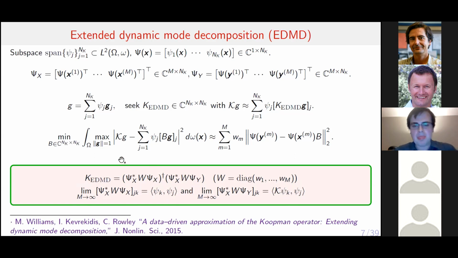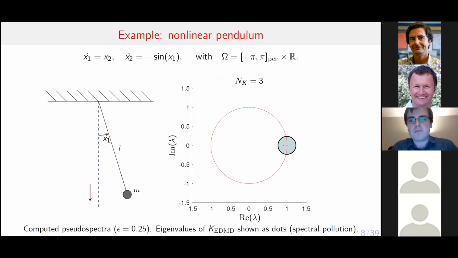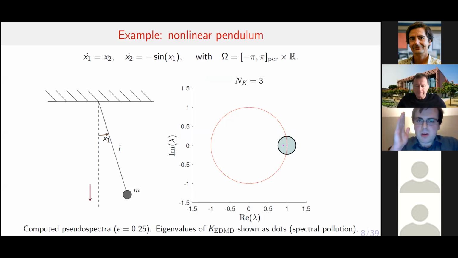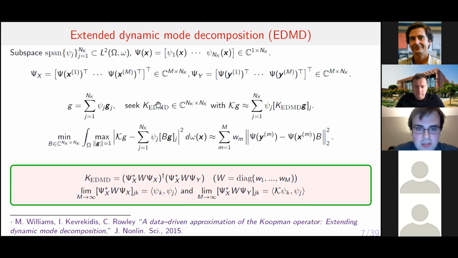Okay, so that's EDMD. So let's see what happens when we compute the eigenvalues of that matrix approximation. I've taken here the nonlinear pendulum, and I've turned it into a discrete dynamical system by evaluating every half second in this particular case. So x1 is just the angle of the pendulum, and the state space is a periodic domain for this angle, and then you've got r for the momentum, so the x2. I'm going to show a video on the right-hand side. Remember, nk is the size of the dictionary, or the size of the matrix approximation here.